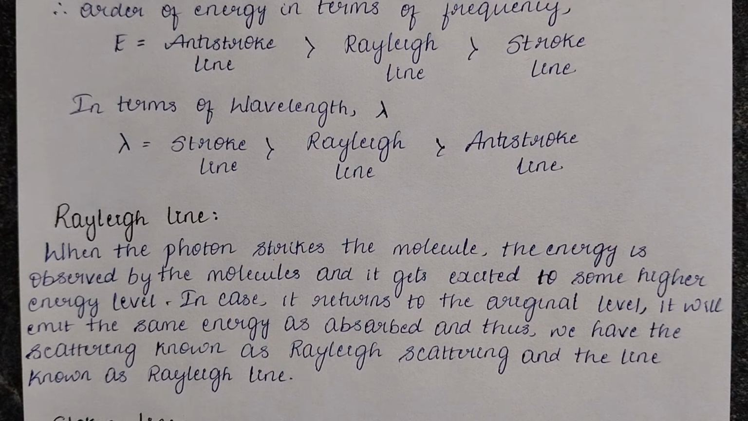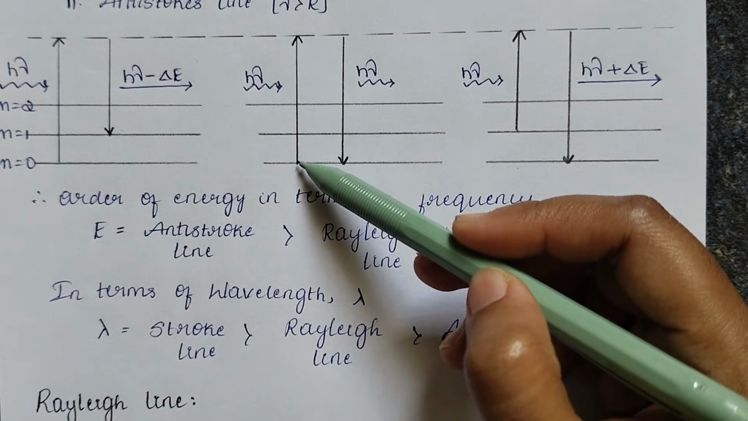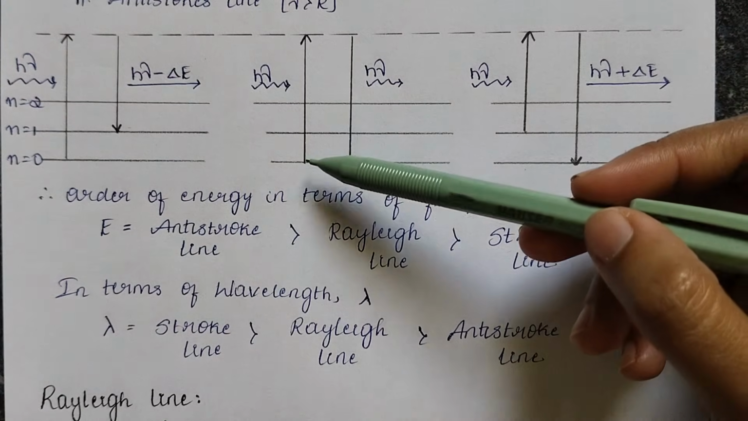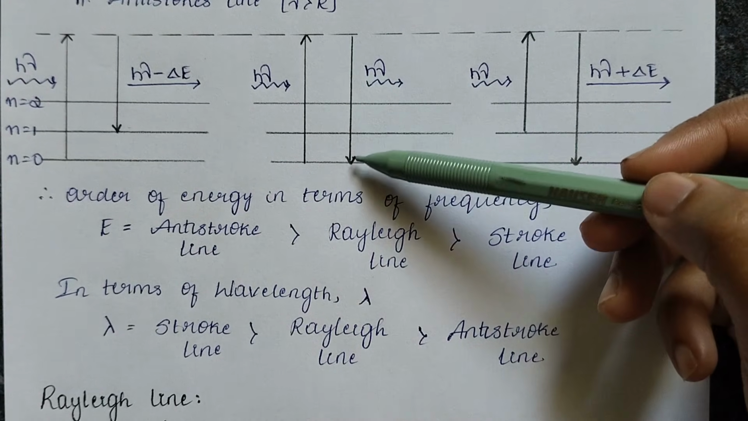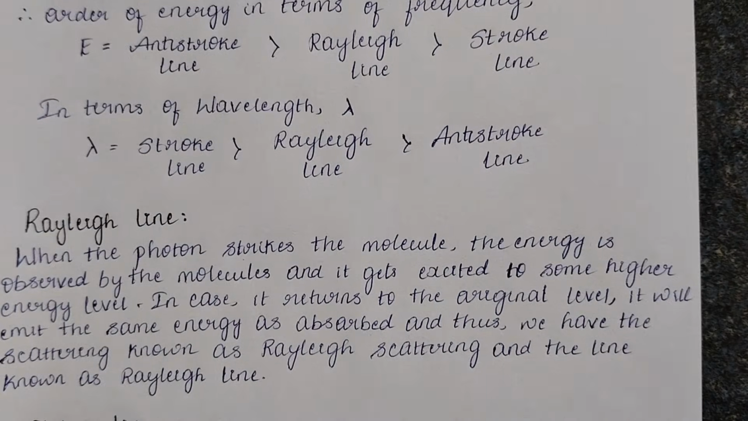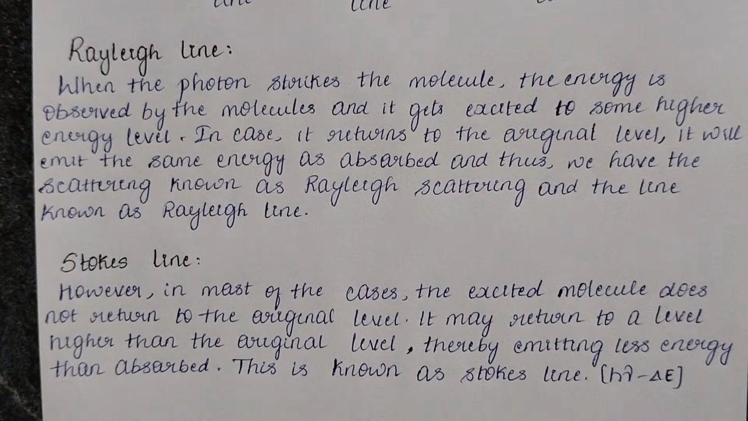When a photon strikes a molecule, the energy is absorbed by the molecule and it gets excited to some higher energy level. In case it returns to its original level, it will emit the same amount of energy as absorbed, and thus we have the scattering known as the Rayleigh line scattering. So as seen earlier, if the movement of electron or atom from its energy level 0 and returning back to its same and original energy level, such types of scattering is called as Rayleigh line scattering, and the line which we obtain from it is called as Rayleigh line.